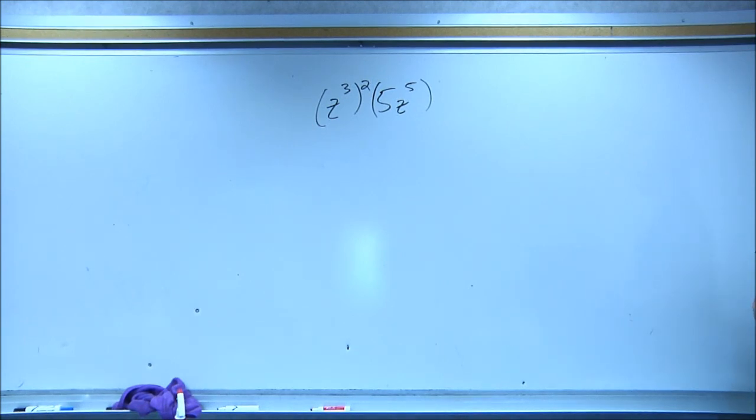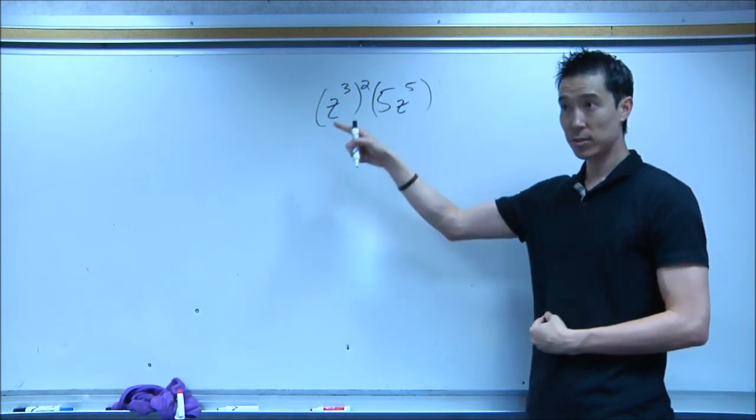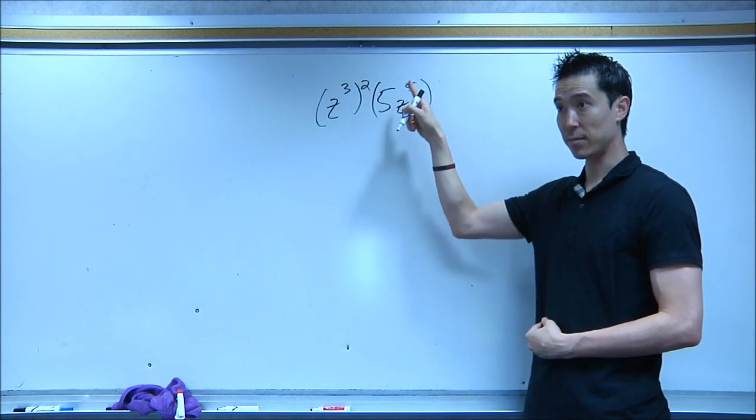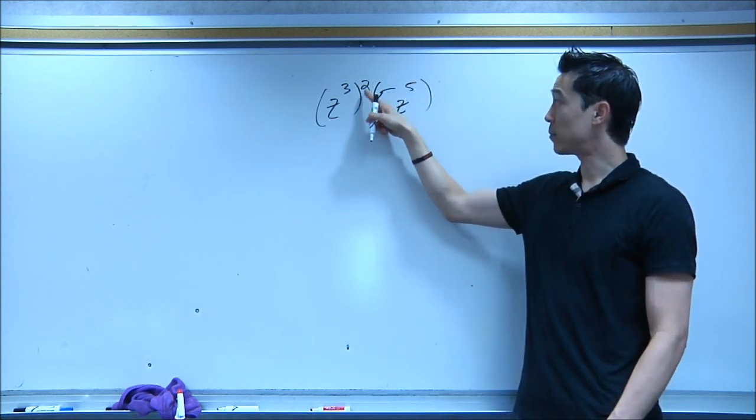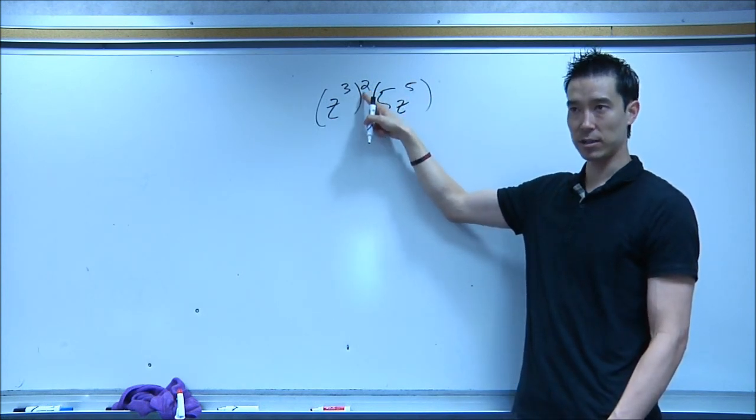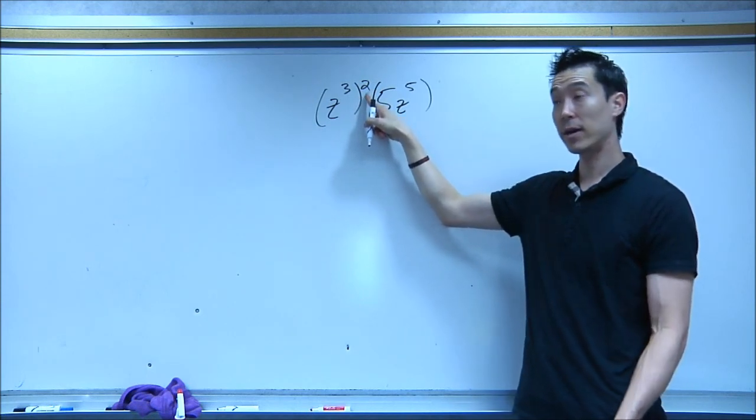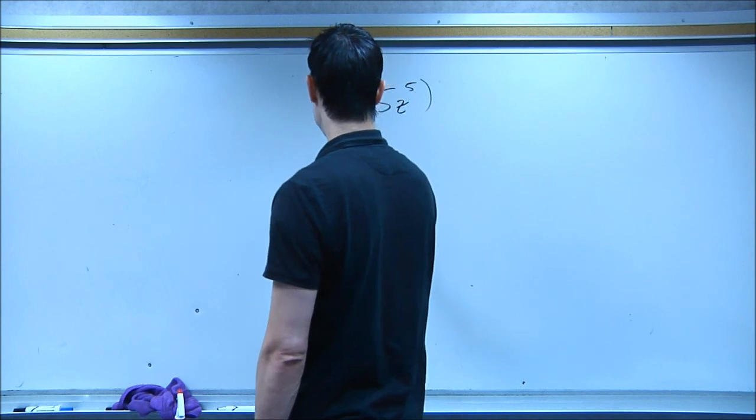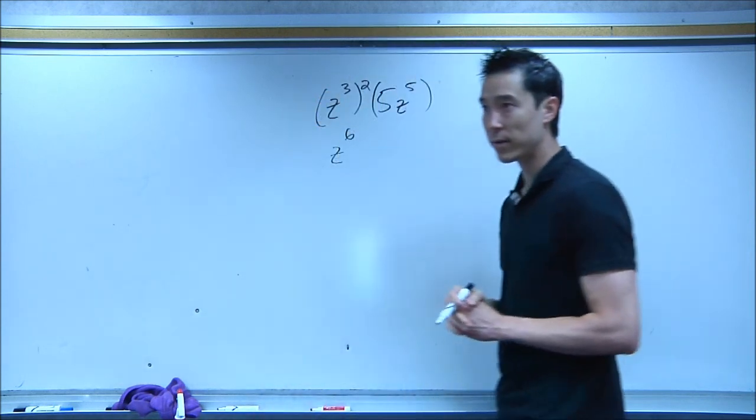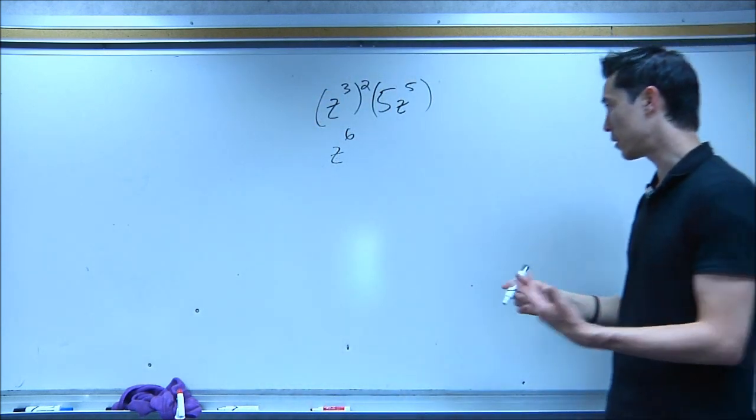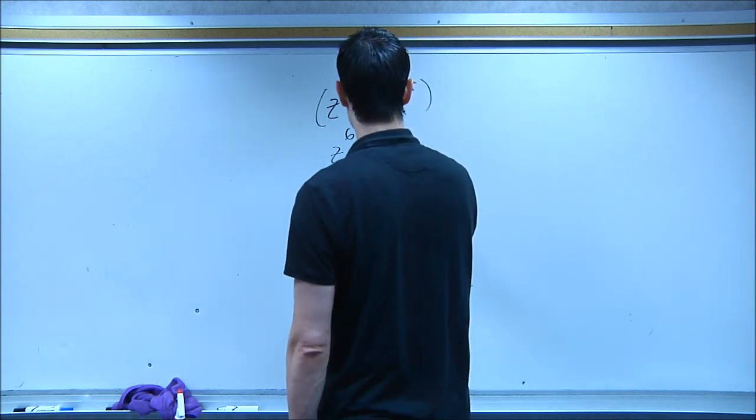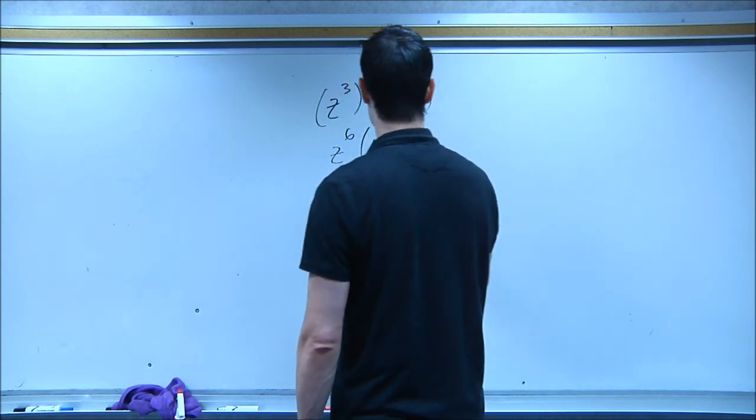All right, when I look at this problem, the first thing I notice is I have overall multiplication. We have something being multiplied by something. But I also have this power to a power, so let's handle that first. What is z to the 3rd raised to the 2nd power? What rule do I use there? Z to the 6, right? Is everybody with me on that? So that's just z to the 6. Good. Handle that first. Times 5z to the 5th.